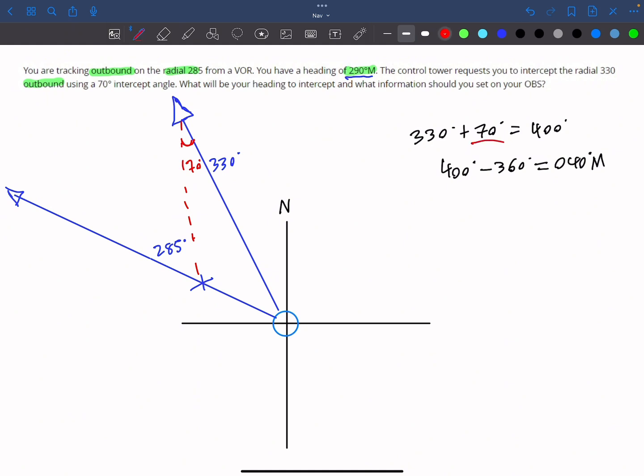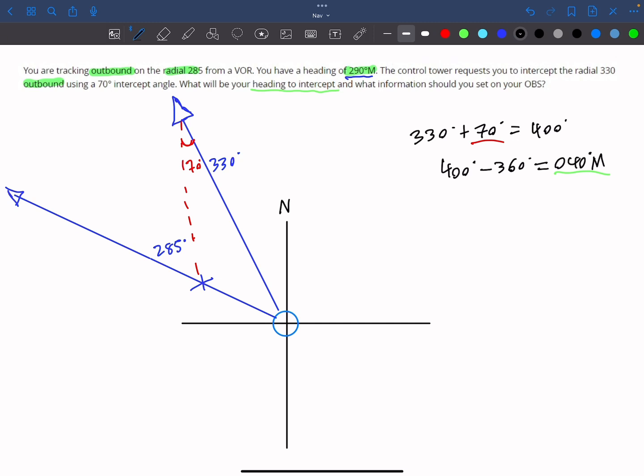How do we know that we're adding 70 degrees and not subtracting? Well, we know from our drawing that we're going clockwise, which means we're adding. If we were intercepting a radial that was approximately here to the left of us, then we would be subtracting. But we're not. We're going right, so we're adding. So we know that it's 040 degrees, and that gives us the heading to intercept. So we have that number.